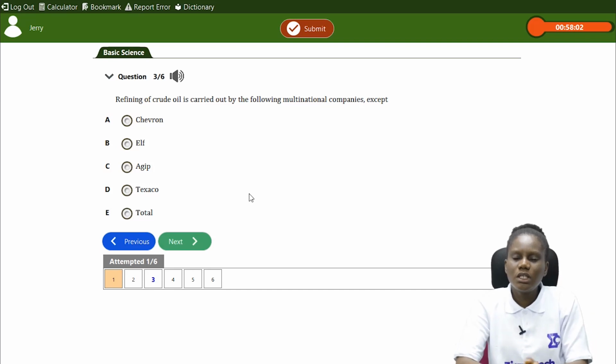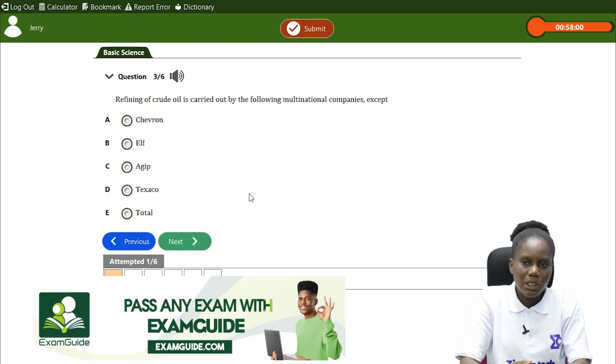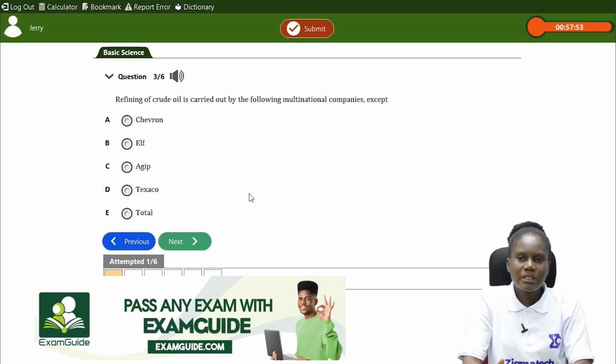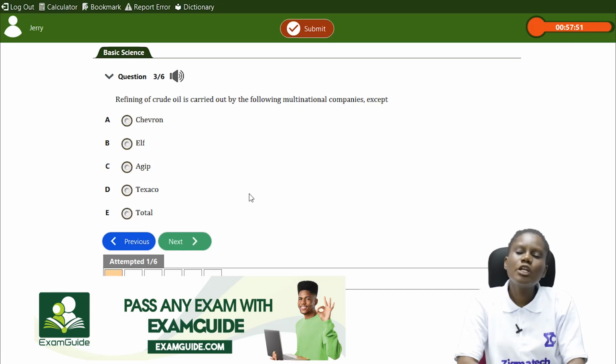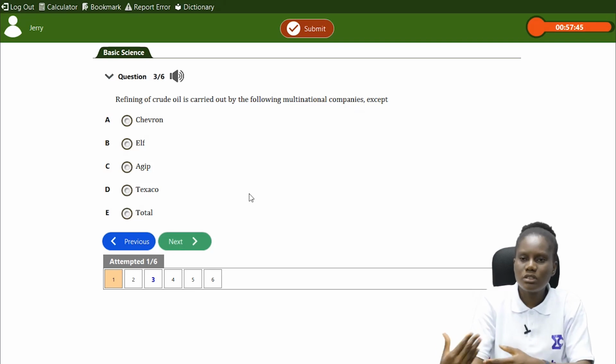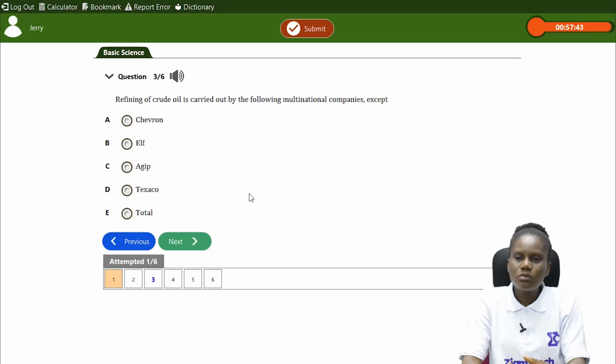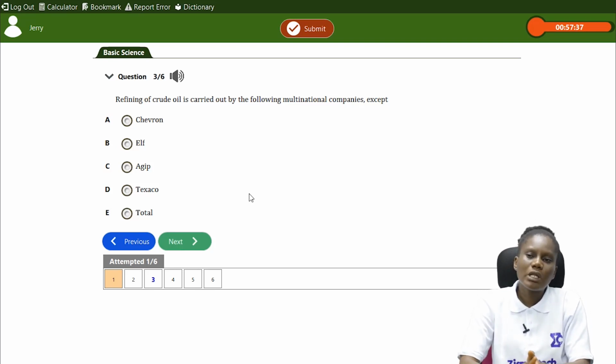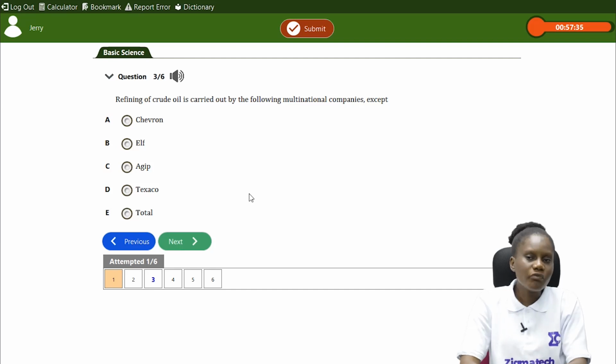We have a question here. It says, refining of crude oil is carried out by the following multinational companies, except. I told us that there are a lot of multinational companies that are involved in refining crude oil, and you can carry out research on them. So we're going to look at some of these. A, Chevron. I mentioned Chevron. Chevron is one of the multinational companies involved in the refining of crude oil.